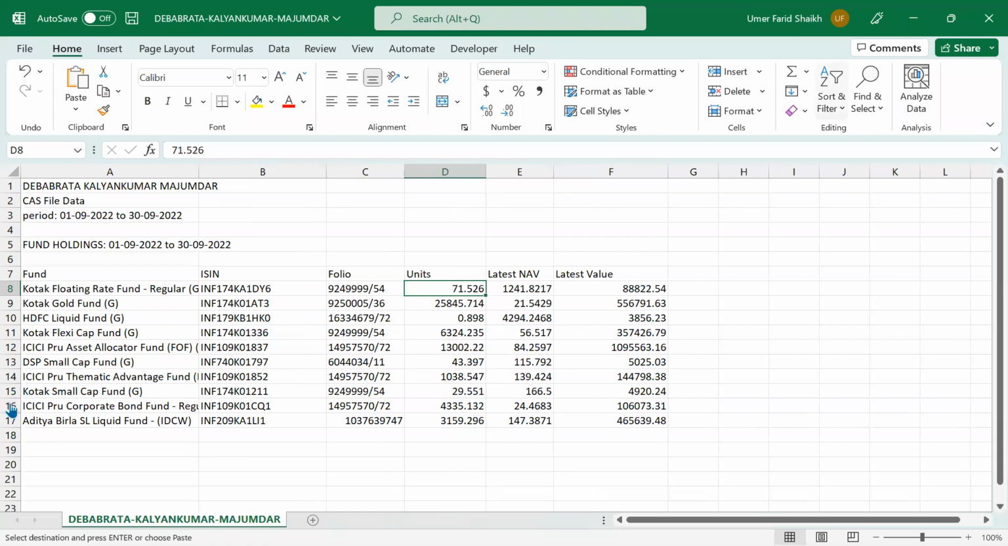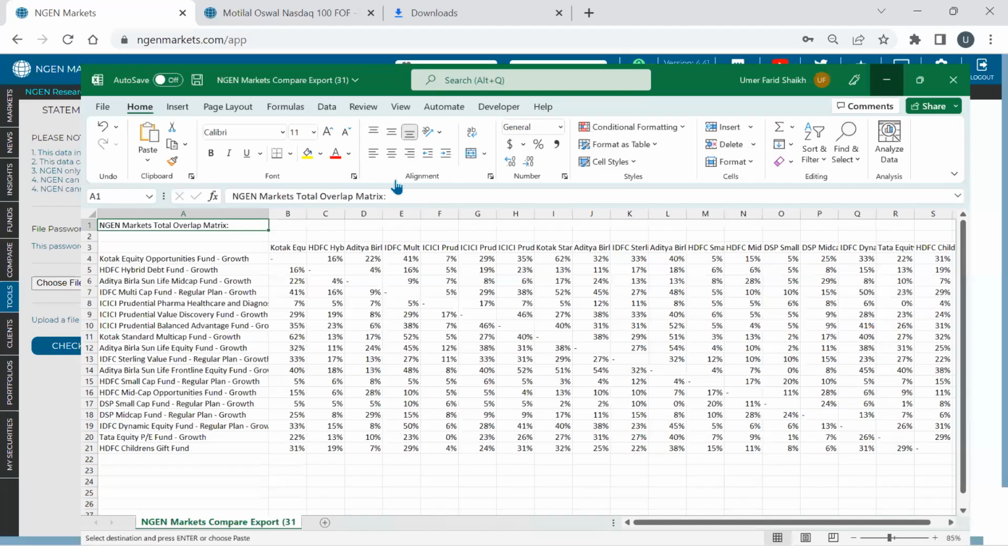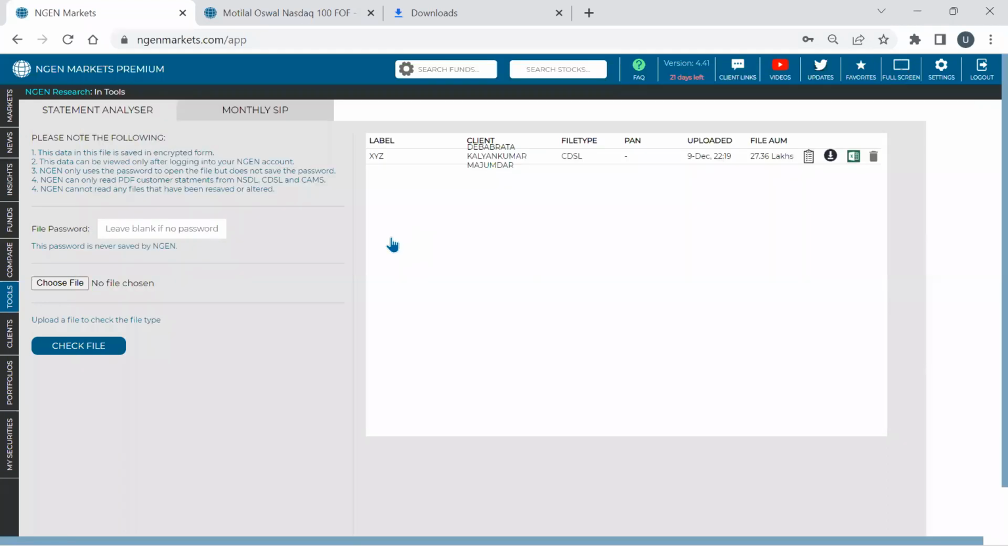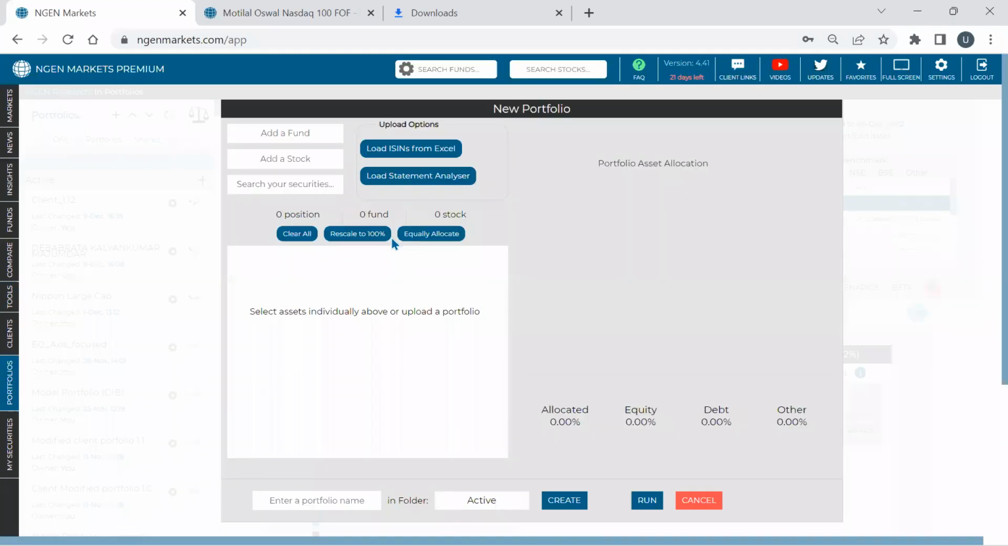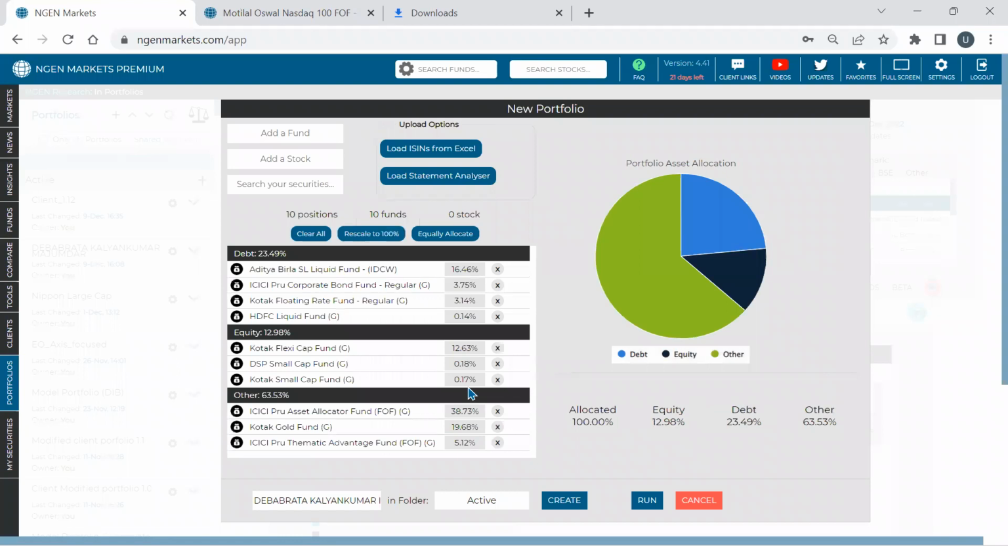That's the first use. The other use is in the portfolio section to run analytics, as Umesh showed you earlier. You can very quickly load that file that you just put into the statement analyzer. And soon we will also add the functionality to load this into the manual data section in the client section. So hopefully that makes it clear.